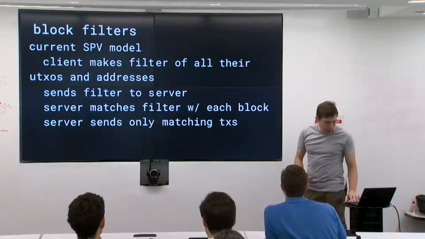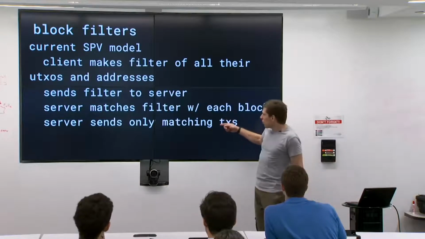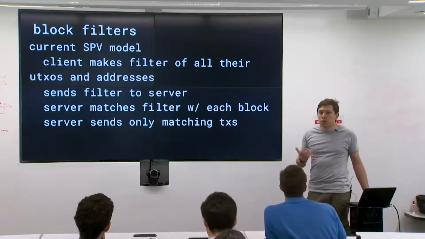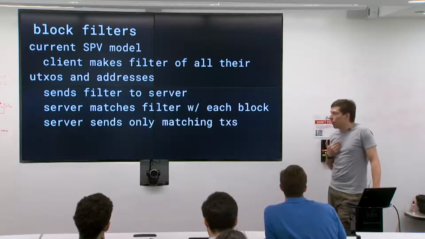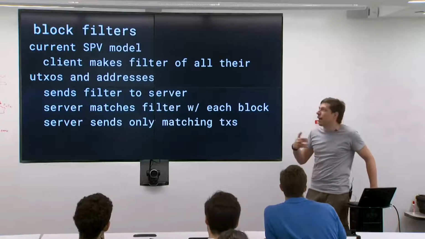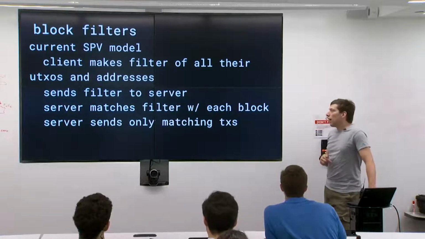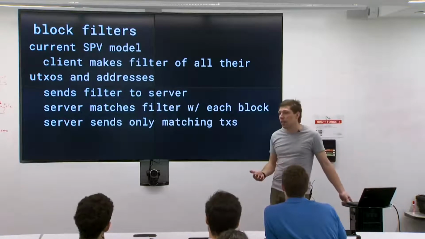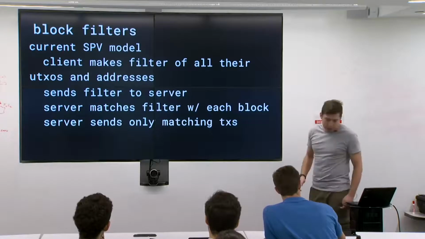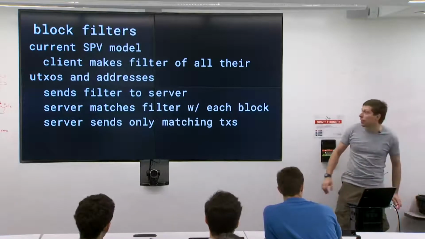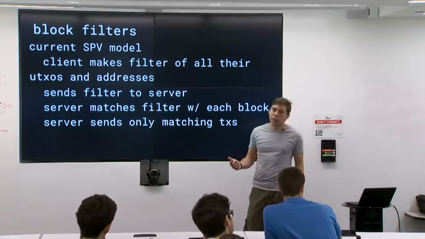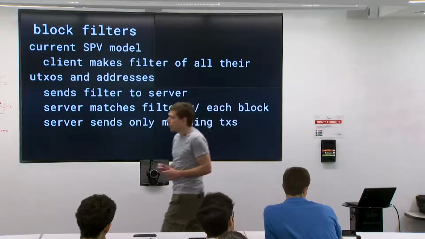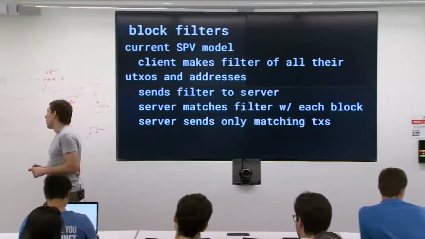And then when I get these matching transactions from the full node, I'll get an extra few transactions that match my filter, but don't actually match anything I'm looking at. And that will improve my privacy, right? Because then the full node doesn't know what's truly mine. In fact, when you receive a filter, you don't know what the false positive rate is. You just see, okay, these things match, and you send them.